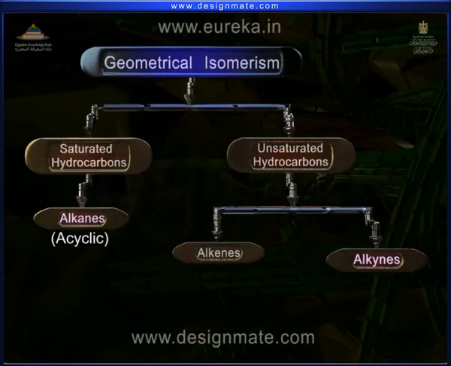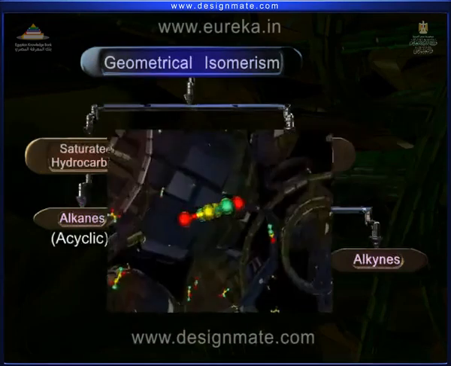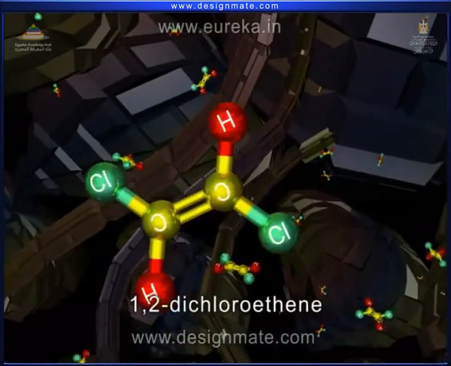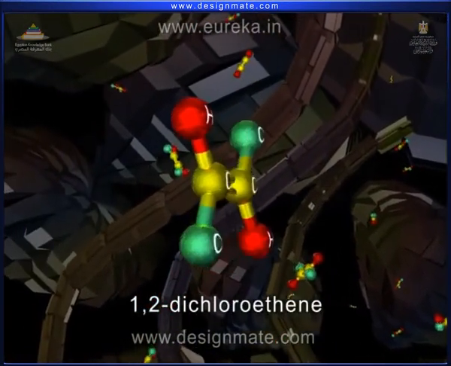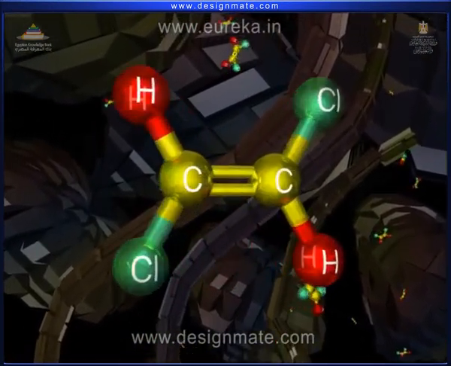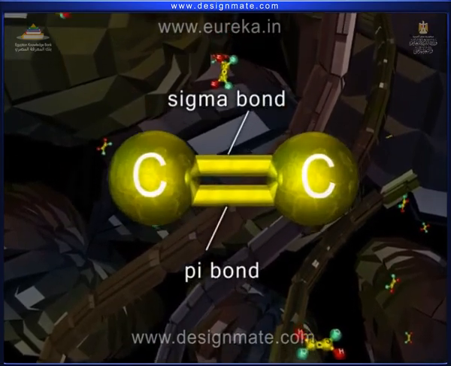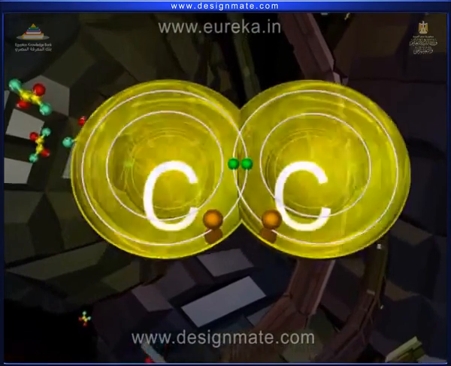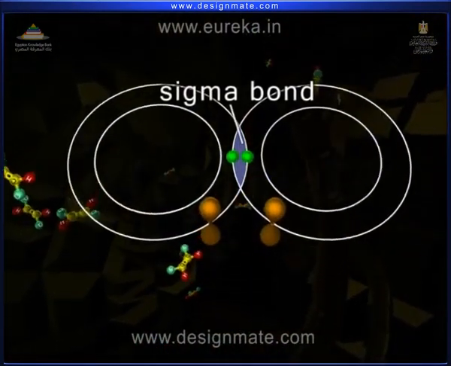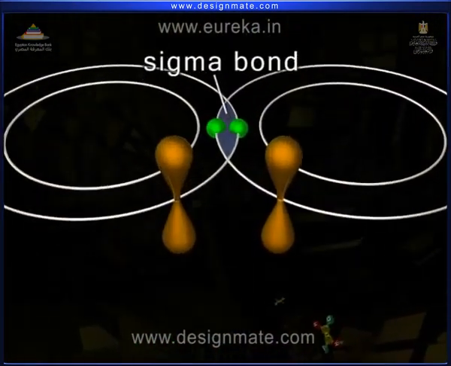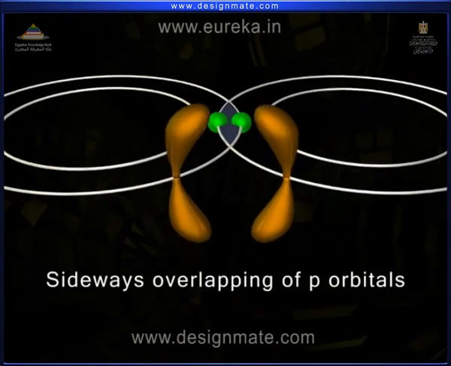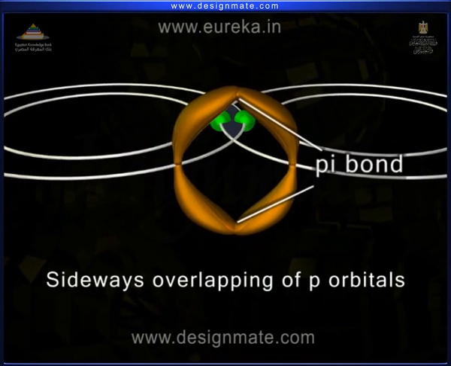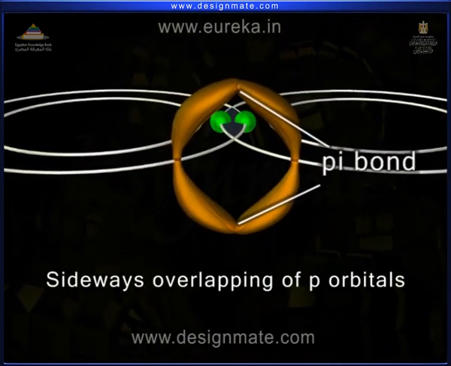Geometrical isomerism in alkenes. In unsaturated hydrocarbons, like 1,2-dichloroethene, the carbon-carbon double bond consists of a sigma and a pi bond. Sigma bond is formed by sharing one electron each between the two carbon atoms. The pi bond is formed by sideways overlapping of two parallel p orbitals of two carbon atoms, above and below the plane of carbon atoms.